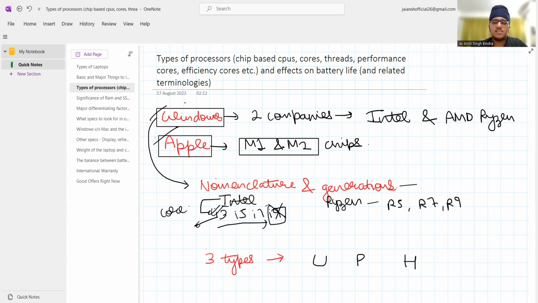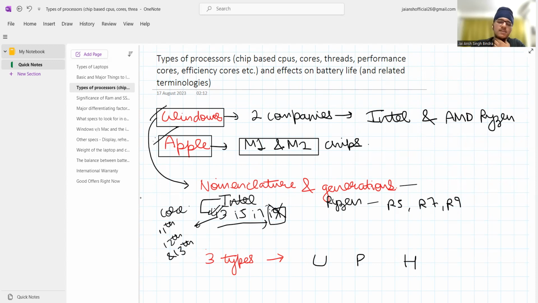Now, there are generations. What I mean by generation is that each year, or a year or two later, Intel comes up with a new sort of chips, a new architecture, which increases the performance of your laptop. For example, till 11th generation, they had a different architecture, and the 12th and 13th generation have a similar architecture. Similarly, Ryzen comes up with its generations too.